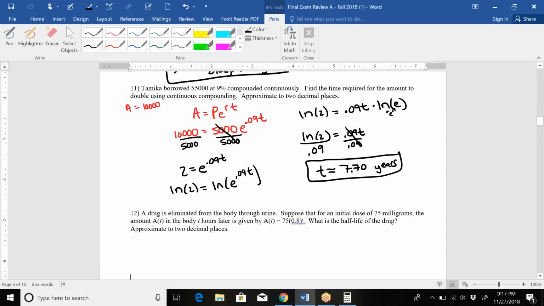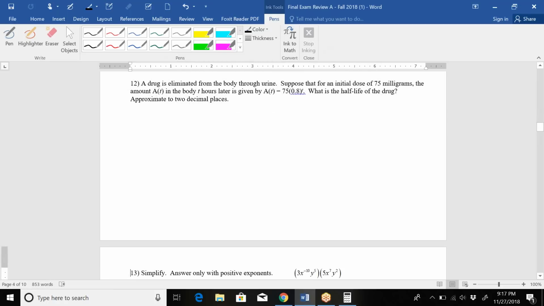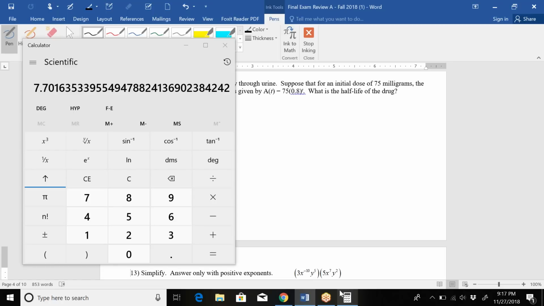Okay, number 12 says a drug is eliminated from the body through urine. Suppose that for an initial dose of 75 milligrams, the amount A of t in the body t hours later is given by the formula A of t equals 75 times 0.8 to the t. What is the half-life of the drug? Approximate to 2 decimal places. So the half-life means that we have reached half of our original dose. So if you think about that, you just say, what, 75 cut in half is 37.5. That's our future value.